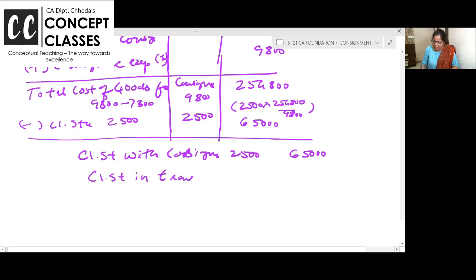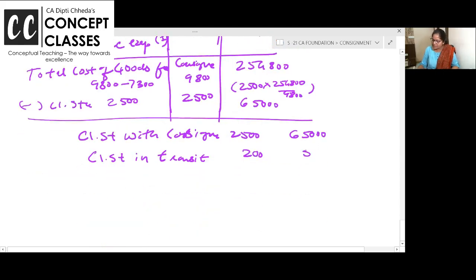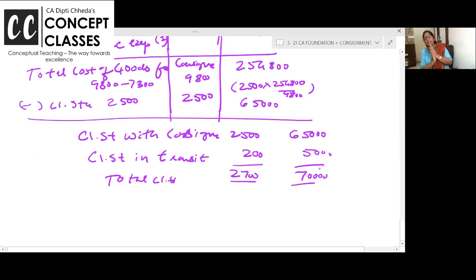Closing stock in transit 200 units, 5,000. Total closing stock. Is it clear or not? How much closing stock is with consignee? 2,500 units. But still 200 units are there in the transit, no? So while calculating the closing stock, we will add both.